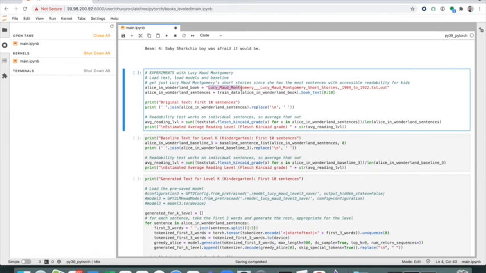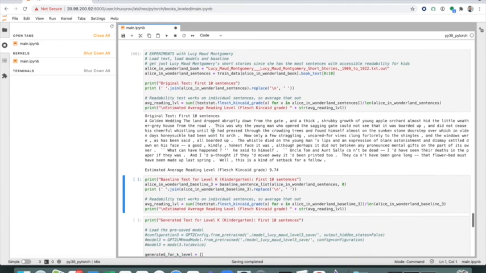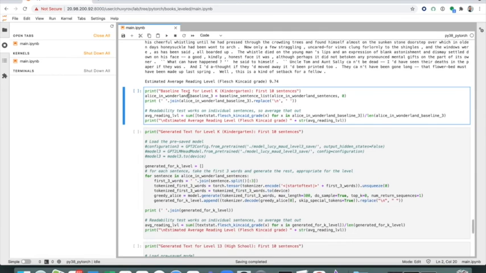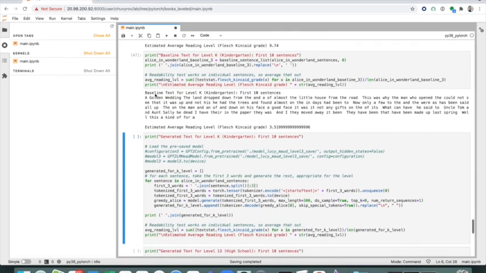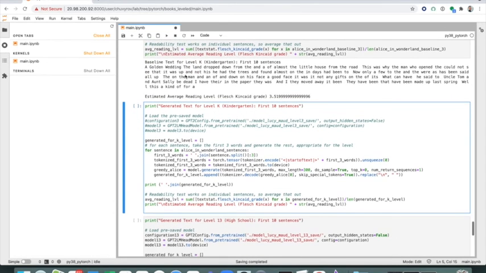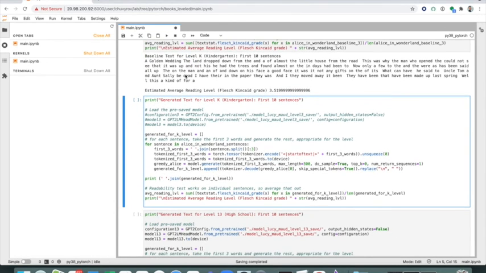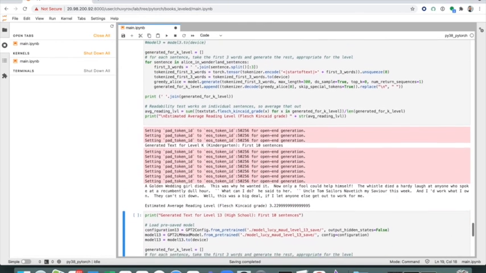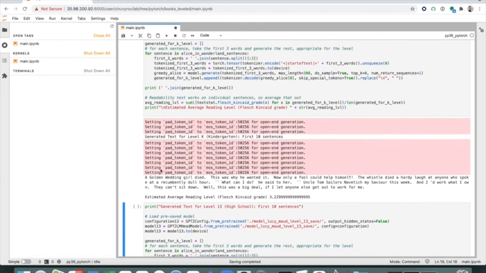So here I'm picking Lucy Maud's collection of short stories. This is what the original first sentences of the book look like. I'm not going to read it in the interest of time. Second is the baseline that I prepared, and the baseline essentially removes those words that are inaccessible to readers beyond a certain level. So it's an unreadable sentence just because the words are removed crudely. And here is the text generation that I am doing.